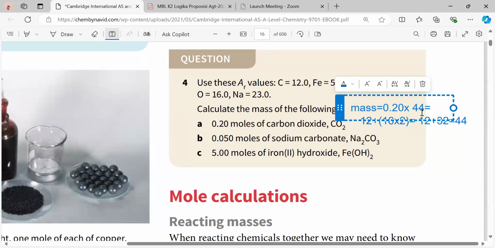So 0.20, I'm going to type this in my calculator. 0.20 times 44. There we have the result. It's 8.8 grams right here. Let's write this. So this is the result: 8.8 grams of carbon dioxide.